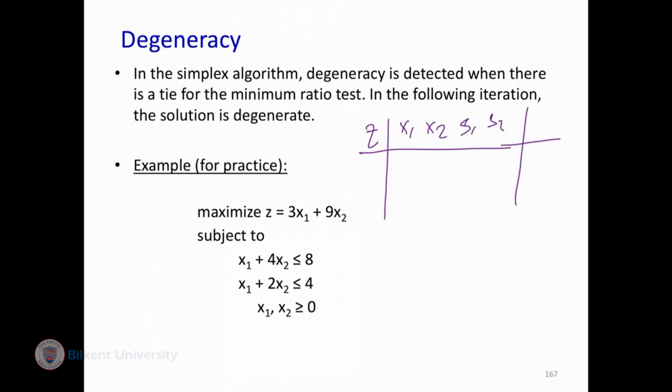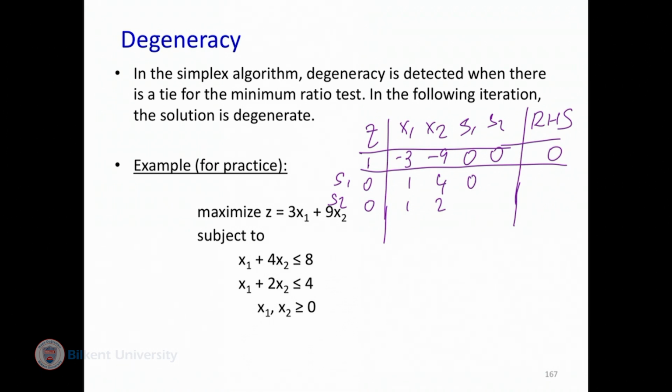So again, I add my slacks just as usual. I convert this to an equation. 1, minus 3, minus 9, 0, 0, 0. Please help me on this in terms of the numeric calculations. 1, 0, 0, 1, 8, and 4. Okay? That's my starting tableau.